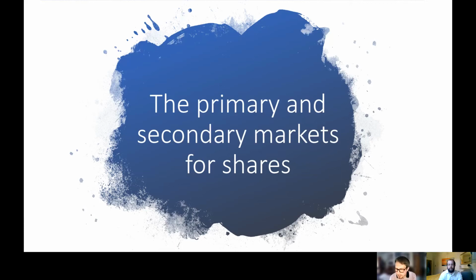Matt, I'm going to ask you for your expertise on this. What's the difference? What's a primary market for shares and what's the secondary market for shares? Yeah, so a primary market is when you're buying it from the company directly. An IPO is a good example of a primary market. Facebook is giving shares to the market, and the market is buying it.